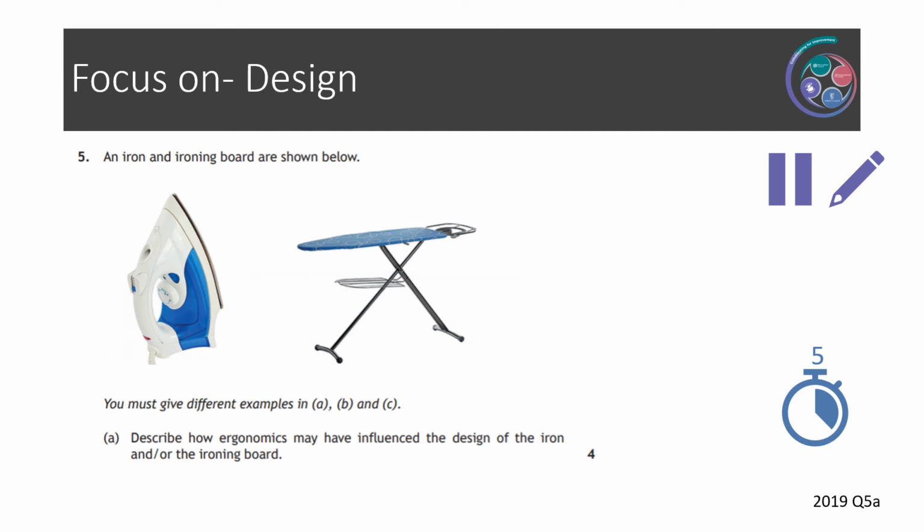Let's start by looking at a question on ergonomics, which is often the most tricky of questions. This question is taken from the 2019 paper and it is question 5A. An iron and an ironing board are shown below. You've been asked to describe how ergonomics may have influenced design of the iron and/or the ironing board, and the question is worth 4 marks. This should take you no longer than 5 minutes to complete. Pause the video now and write your answers.